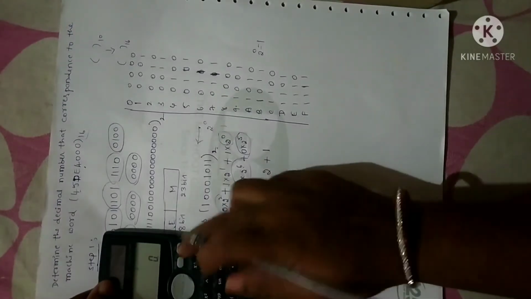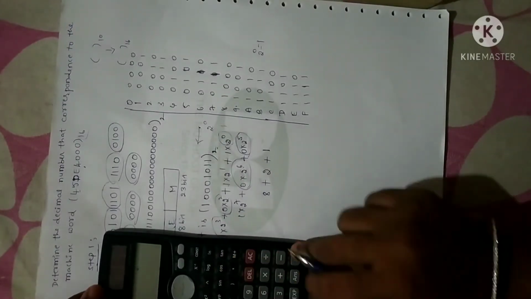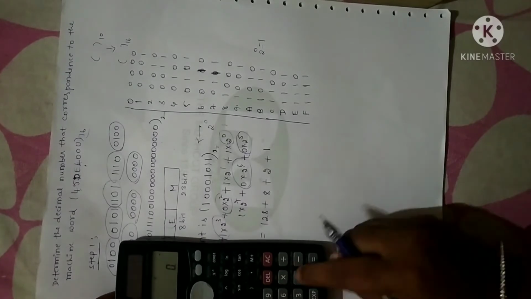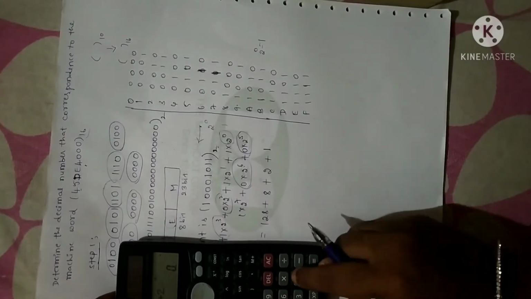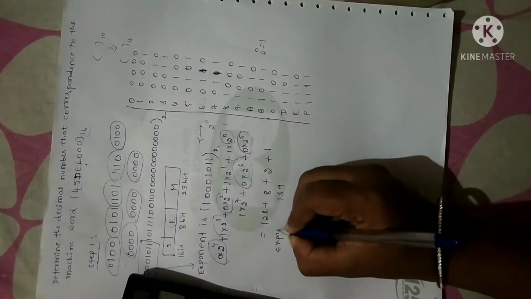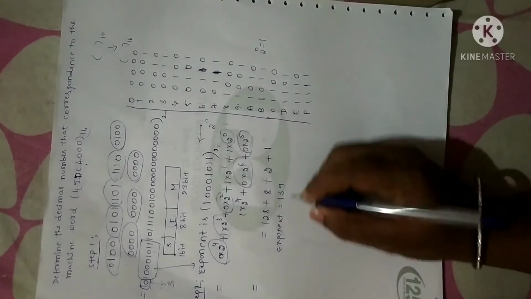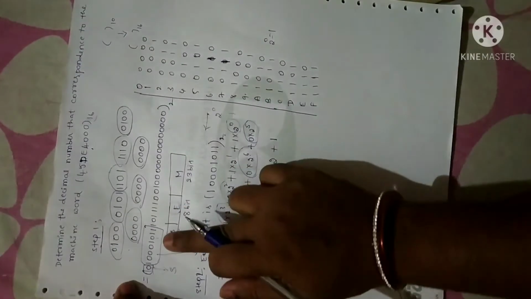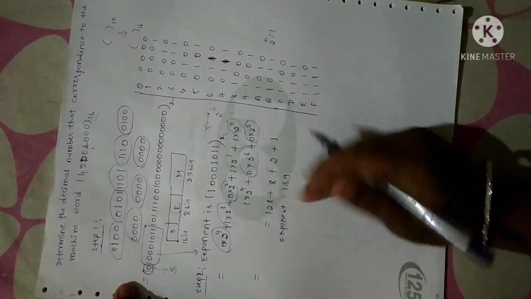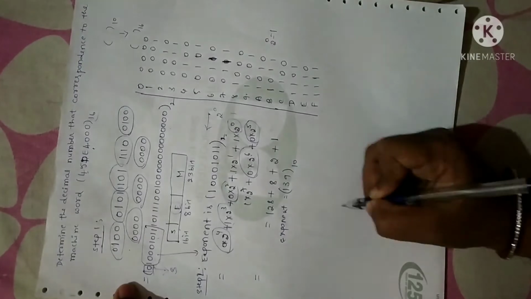Next I have to calculate 2 power of 7, into 1, is 128. Now you just add all these numbers. 128 plus 8 plus 2 plus 1. That will give us 139. So the exponent value we have obtained is 139. Fine. So this is what step 2 is. I have extracted the exponent value from the binary number and I have converted it into decimal. Now the value we have obtained is in terms of decimal.